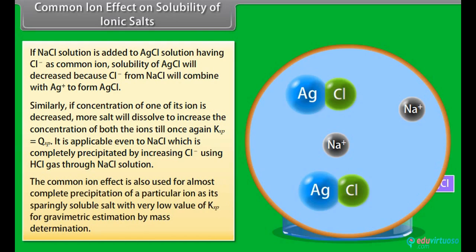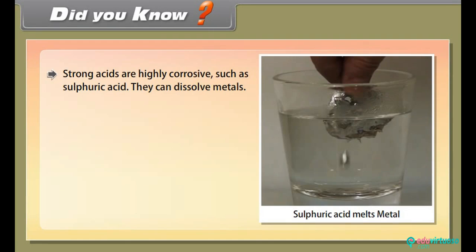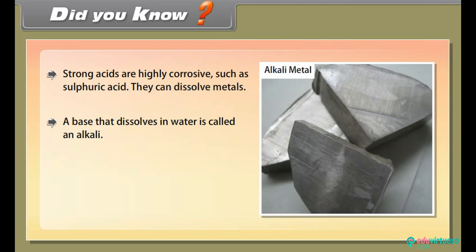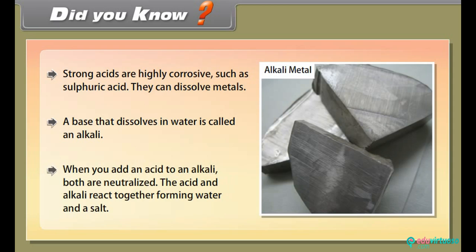The common ion effect is also used for almost complete precipitation of a particular ion as its sparingly soluble salt with a very low value of Ksp for gravimetric estimation by mass determination. Did you know? Strong acids are highly corrosive, such as sulfuric acid. They can dissolve metals. A base that dissolves in water is called an alkali. When you add an acid to an alkali, both are neutralized. The acid and alkali react together, forming water and a salt.